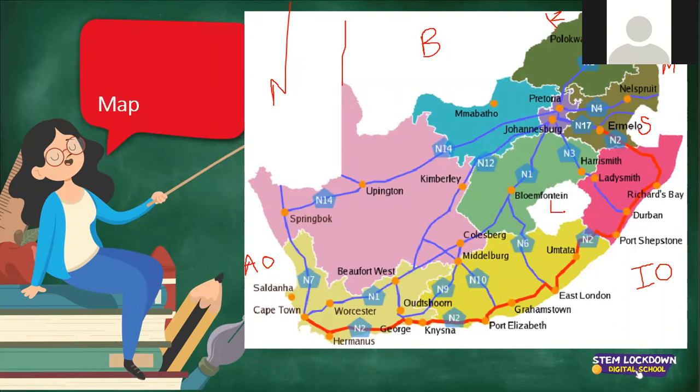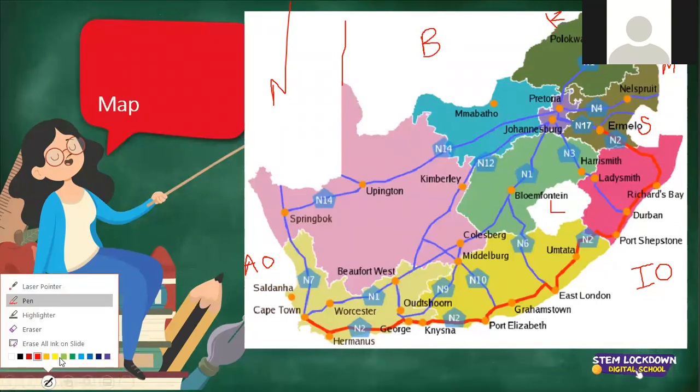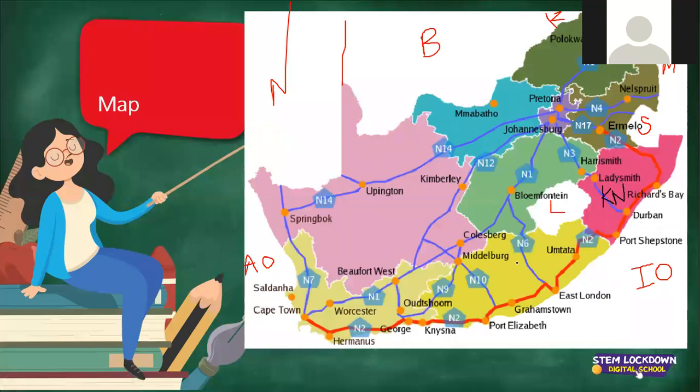Now your provinces. Let me just use a different color for your provinces. Okay, this will be KZN, KwaZulu-Natal. I'm just using abbreviations. This will be your Eastern Cape. This will be your Western Cape. Northern Cape. This will be your Northwest Province. And in the center, that is your Free State. And then that small one there, Gauteng. Then Mpumalanga and Limpopo. So those are your 9 provinces.